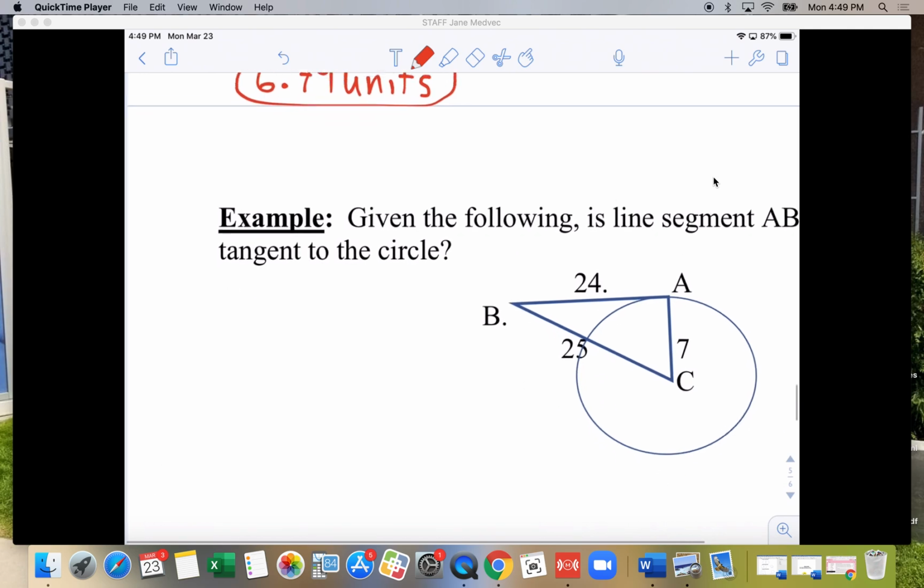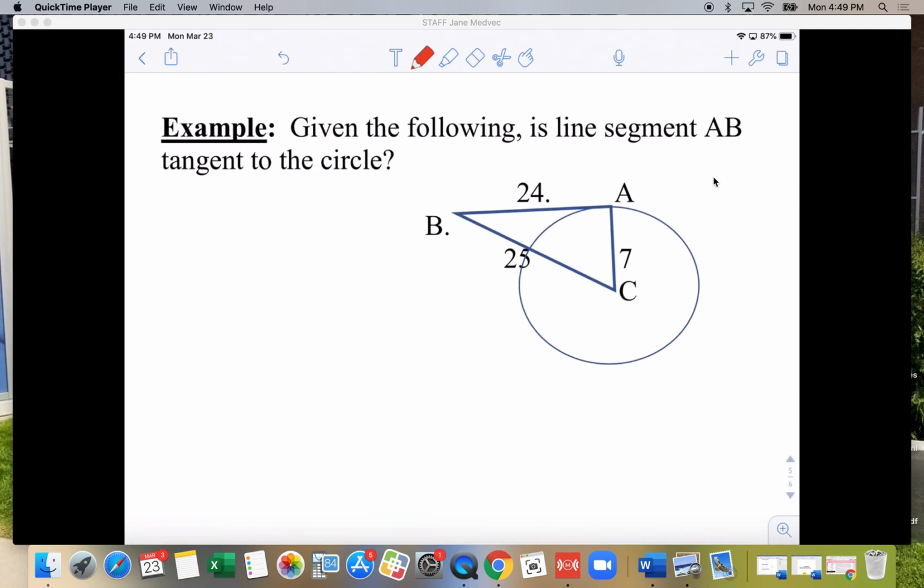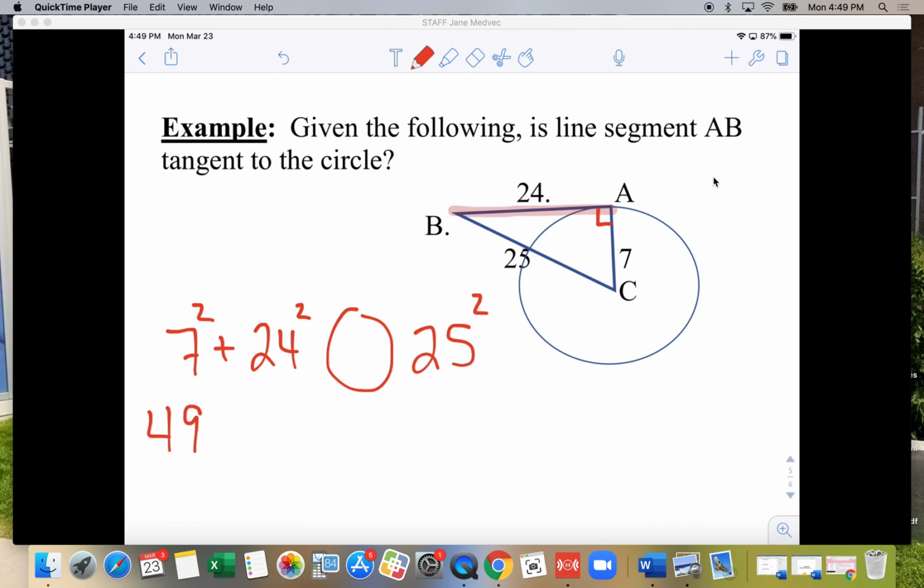All right, and finally, we're going to go to the last one. Given the following, is line segment AB tangent to the circle? So it's asking you, is this line tangent to the circle? And again, I'm going to use the Pythagorean theorem. So I'm going to grab my 7 squared plus 24 squared, and I'm not sure what's going to happen here, and I'm going to go 25 squared. And for it to be tangent, it needs to be a right triangle, which means I should have an equal sign between.